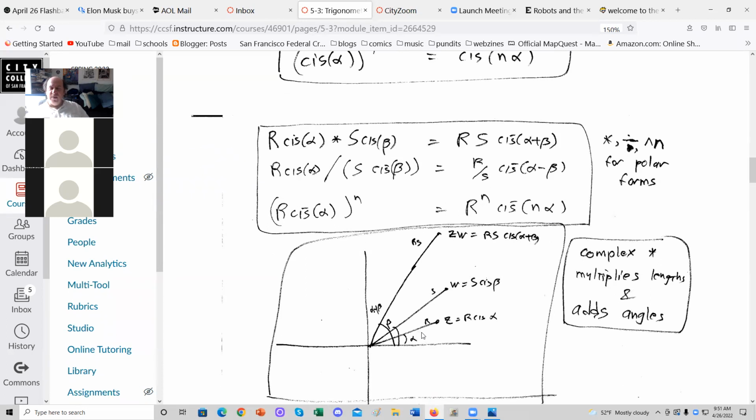So here, if z is R cis alpha and w is S cis beta, then the product zw will have the length RS and the angle alpha plus beta. Complex multiplication multiplies lengths and adds angles.